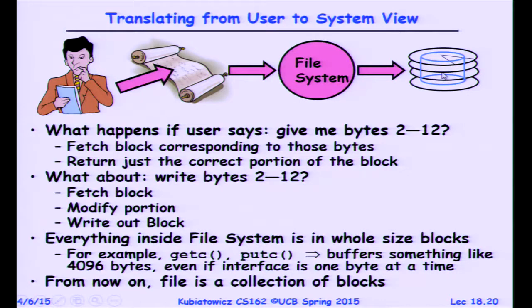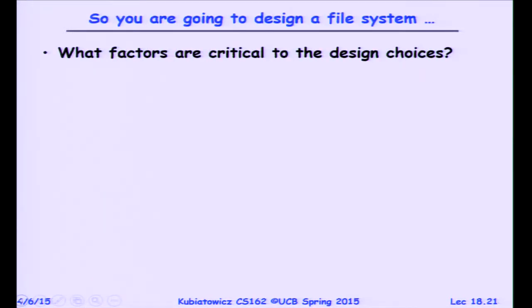So hopefully that's clear to everybody. And so from now on, we're going to dive a little bit deeper, and now a file is basically going to be a collection of blocks that we're going to somehow organize into a file structure. All right? So you're going to design a file system. What are you going to do?